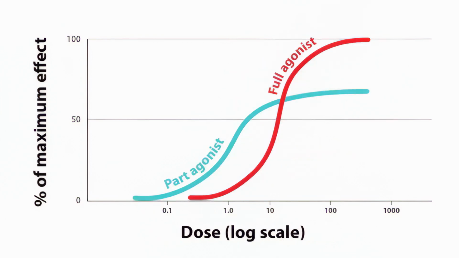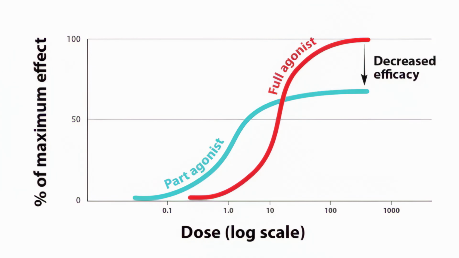In this graph, we're not looking at an antagonist, but rather something called a partial agonist. A partial agonist is a substrate that stimulates or agonizes the receptor, but not as strongly as a full agonist. So because it has a weaker agonist effect, the maximum response is lower, which means the partial agonist has a lower efficacy than a full agonist.